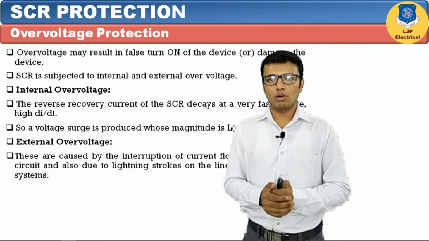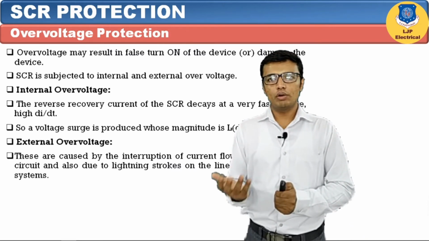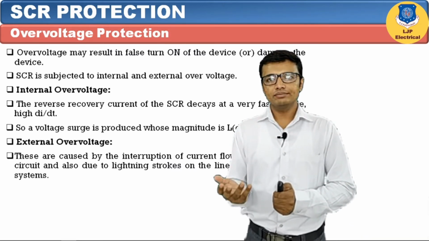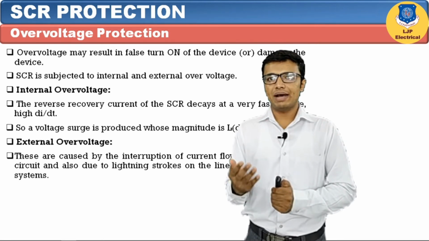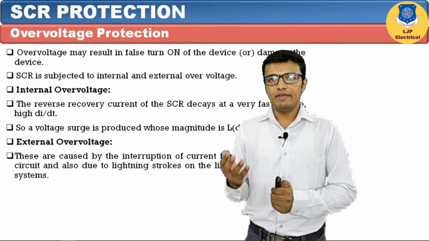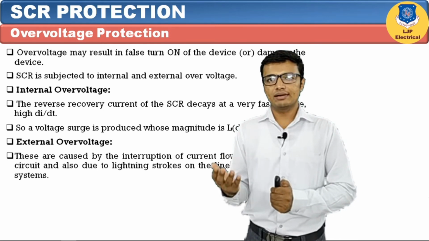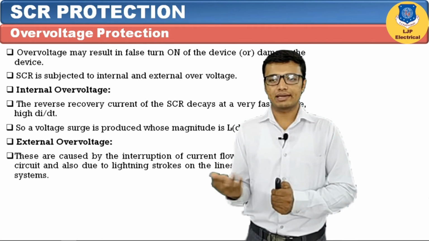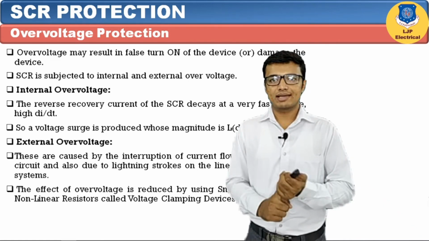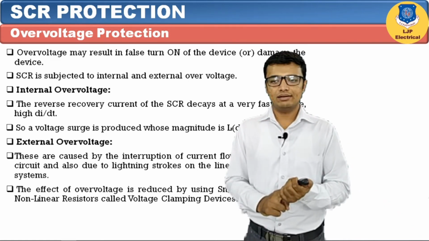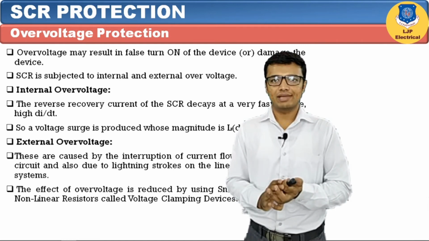Due to a lightning stroke on the line, this overvoltage may occur in the circuit. Another reason is that if a very large amount of current passes through this circuit and we interrupt this current, it is also a reason to cause overvoltage in the circuit. The effect of this overvoltage can be reduced by a snubber circuit, non-linear resistor, and other clamping devices, etc.